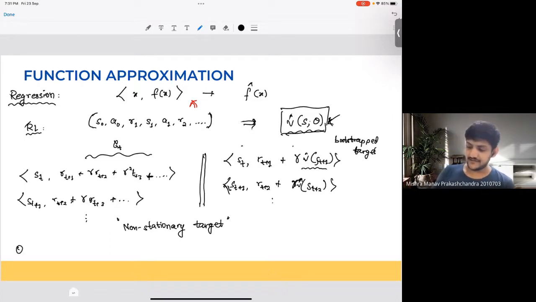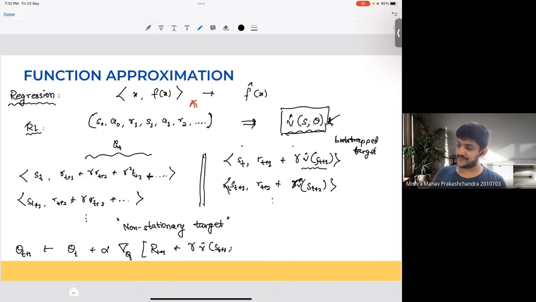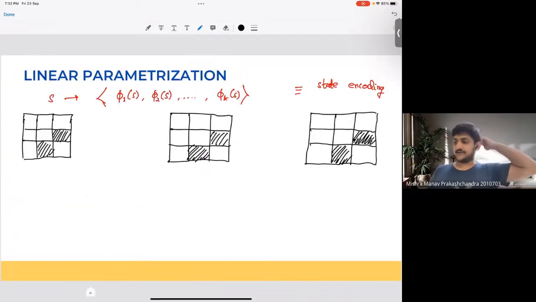And eventually, my theta update looks something like this. So my theta t plus 1 is theta t plus alpha times this thing. This is the target: V dash t plus 1 parameterized by theta t, minus v hat of s t parameterized by theta at time t, the whole square. Okay, so this is how my theta update looks like.